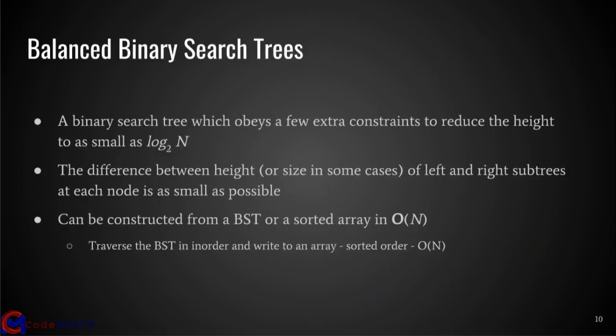A few constraints can be imposed to reduce the height of a binary search tree. Such constraints need to work without taking a high amount of extra time, to avoid spending more time on balancing rather than doing required work. Some of the constraints try to minimize the difference between heights and/or sizes of left and right subtrees at each node of the tree. Any binary search tree can be balanced in big O of n using an array. In-order traversal is used to get the elements in sorted order.